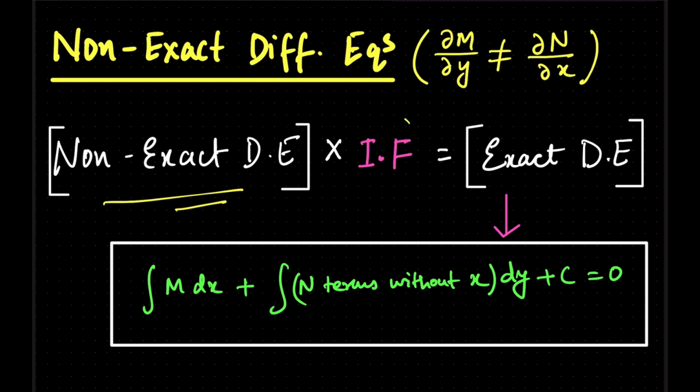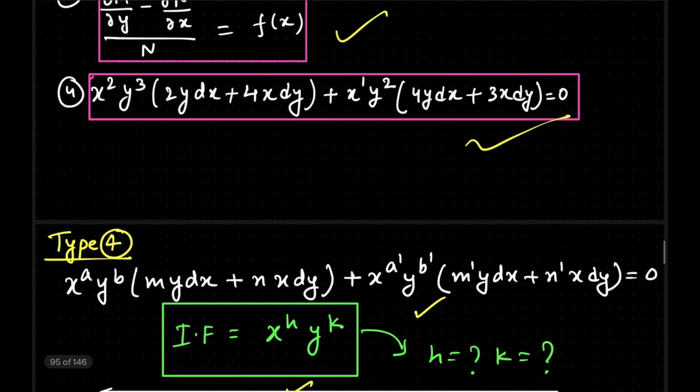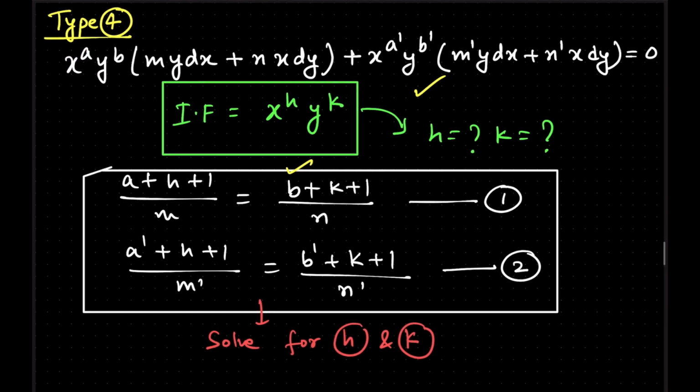We saw that whenever we multiply a non-exact differential equation by an integrating factor, we get an exact differential equation, and we can apply the formula that we have derived for exact differential equations. So let's see. In type 4, this is the general form of the type 4 non-exact differential equation, which you will understand much better with the illustration.